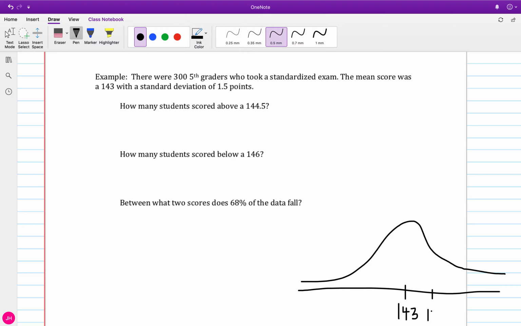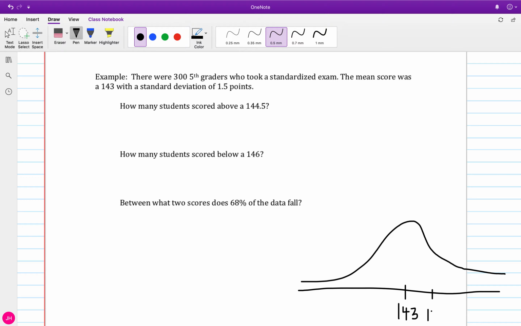On the other side, I'm going to do the same thing. I'm going to subtract the 1.5, my standard deviation that I gave you up here. So my first one's going to give me 141.5. Subtracting 1.5 again is going to give me 140. And then the last one would be 138.5. I can talk much faster than I can make this thing write.